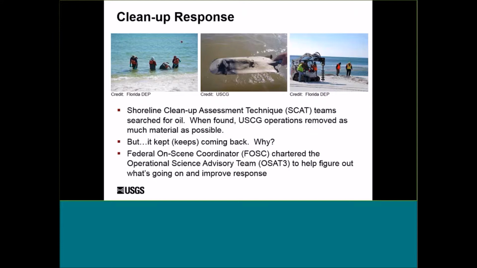Some of my thunder got stolen previously, because we were brought in at the time of the spill, and not much was known about the dynamics. Now, thanks to research we've done and other folks have done, more is known about the dynamics. This question of why it kept coming back at the time prompted the Federal On-Scene Coordinator to charter the Operational Science Advisory Team, or OSAT. That's where we, Coastal and Marine Geology, were brought in, because particularly with the SRBs, I study how sediment moves around, and they wanted to know how these things moved around. We were brought in to help inform response. Could we make response better?